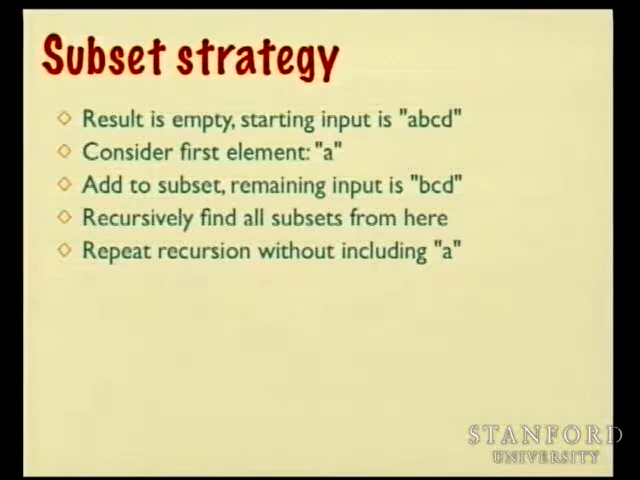So I start with the input ABC, ABCD, let's say. I look at that first element. I just need to pick one. Might as well pick the front one. It's the easy one to get to. I add it to the subset, remove it from the input, and make a recursive call. When that recursion completely terminates, I get back to this call, and I do the same thing again. The remaining input is BCD again, but now the subset that I've been building doesn't include A. So inclusion, exclusion are the two things that I'm trying.